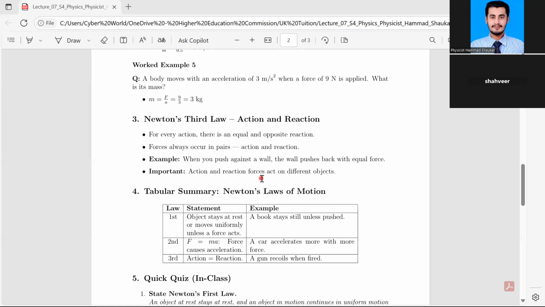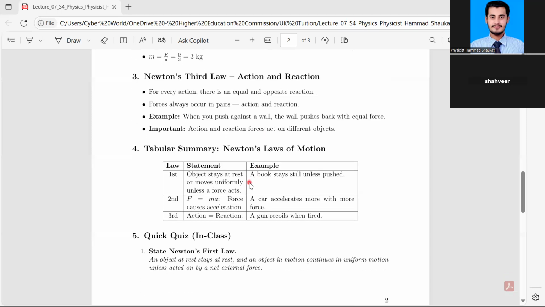So action and reaction occur on different bodies, but the magnitude remains the same and they occur in opposite direction, and the forces always occur in pairs. So this is all about Newton's third law of motion. Do you have any question? No. Okay.